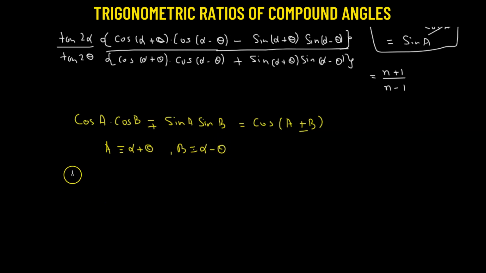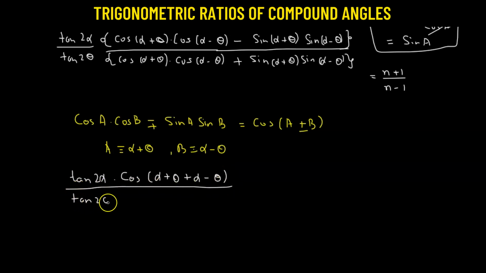So the numerator now becomes tangent of 2 alpha, multiplied by cosine of A plus B, since we have the form cosine A cosine B minus sine A sine B. And in the denominator, we have tangent of 2 theta, to which we are multiplying cosine of A cosine of B plus sine of A times sine of B. That's nothing but cosine of A minus B, which will be cosine of negative alpha plus theta. And that equals n plus 1 over n minus 1.